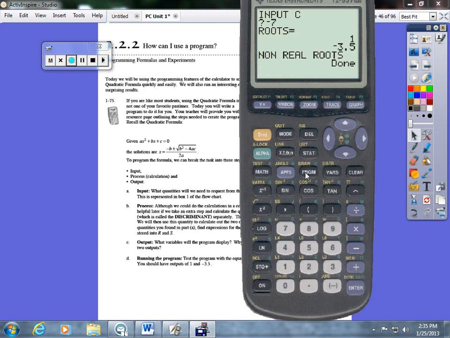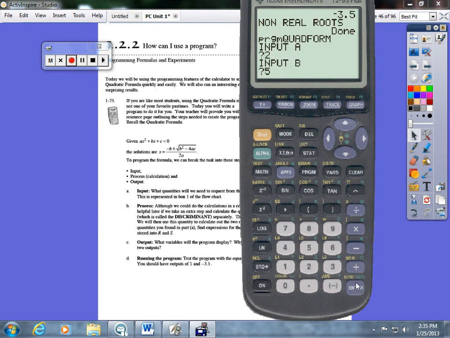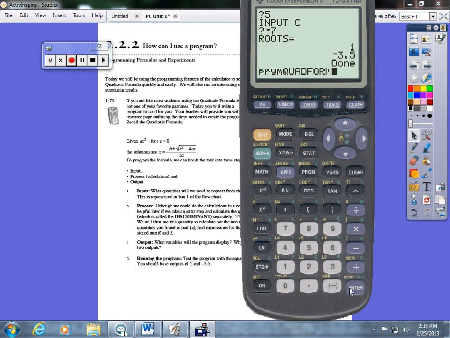So let's do it again. Program, quad form, enter. Input A, 2. Input B, 5. Input C, negative 7. Look at that. 1 and negative 3.5. Done.